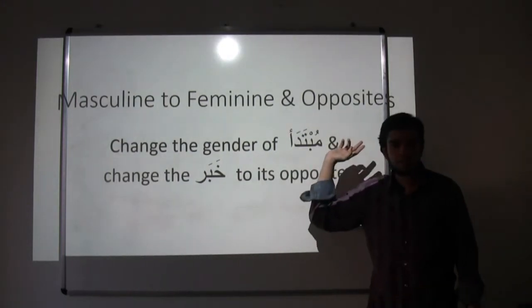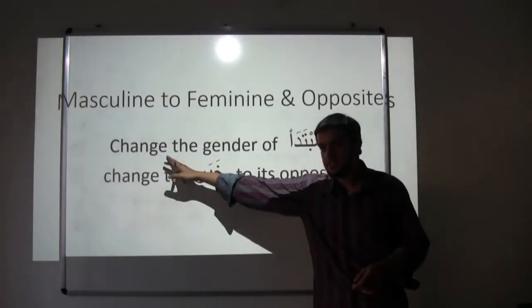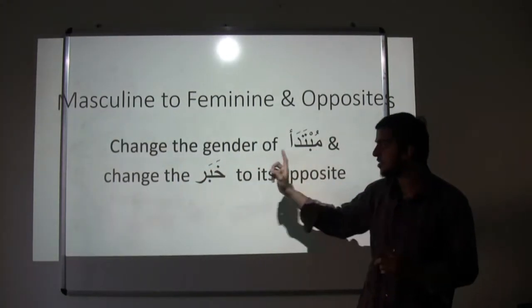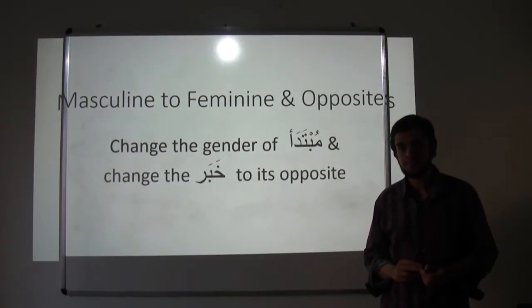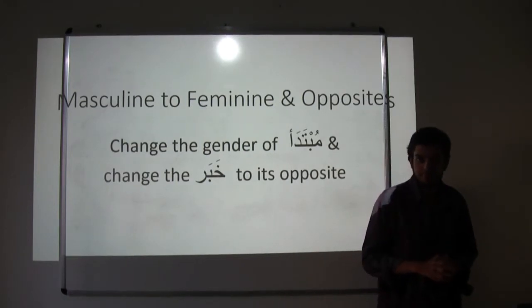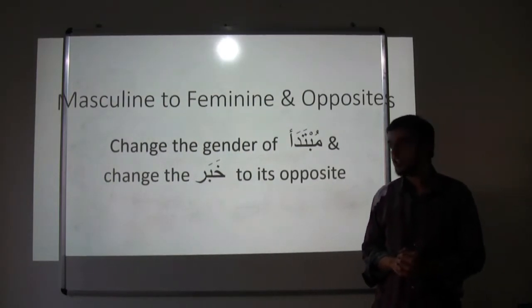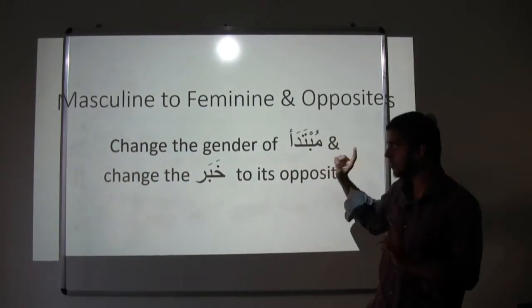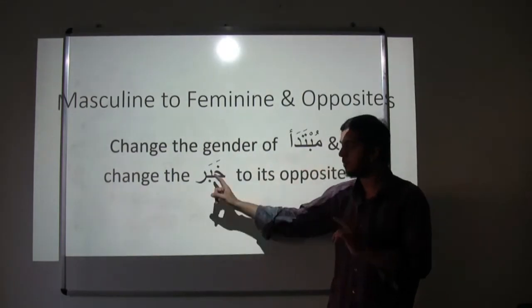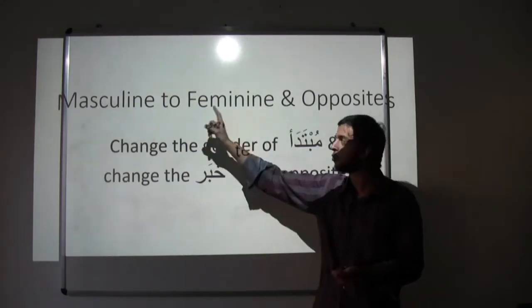Masculine to feminine and opposites. Okay? It's a mixture of both, round 1 and round 2. Change the gender of mubtada and change the khabar to its opposite. Any doubts? If we are changing it to feminine, we need to change the opposite feminine as well. Exactly. So basically because we are changing the gender of mubtada, the gender of khabar automatically changes. Okay, so it's a combination of both.